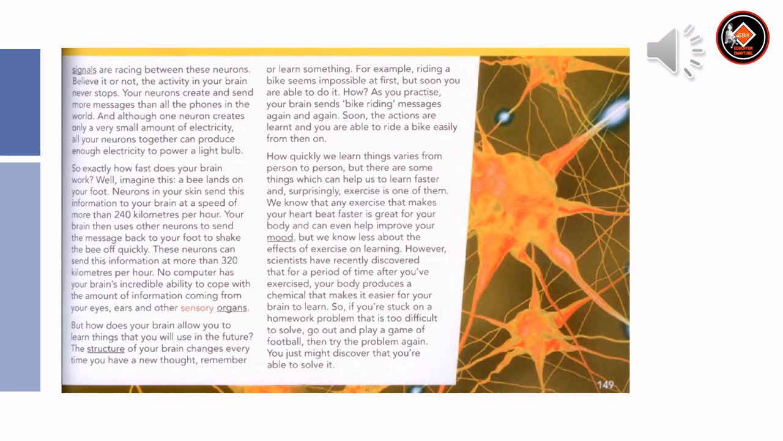How quickly we learn things varies from person to person, but there are some things which can help us to learn faster and, surprisingly, exercise is one of them. We know that any exercise that makes your heart beat faster is great for your body and can even help improve your mood, but we know less about the effects of exercise on learning. However, scientists have recently discovered that for a period of time after you've exercised, your body produces a chemical that makes it easier for your brain to learn.